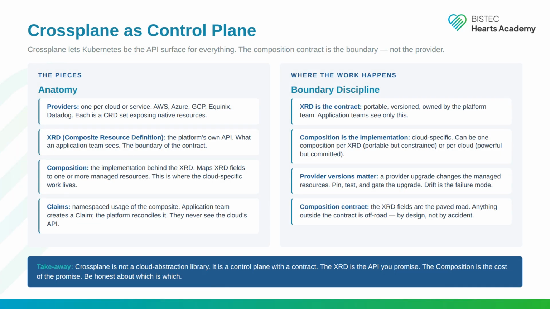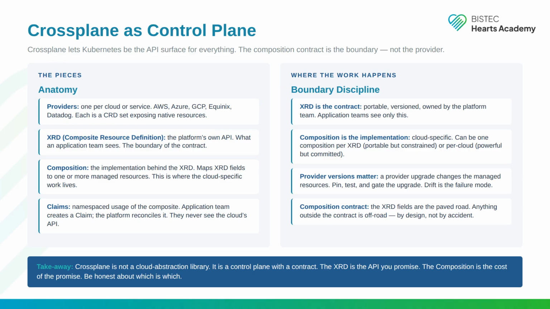Crossplane lets Kubernetes be the API surface for everything. The composition contract is the boundary, not the provider. The pieces: providers, one per cloud or service, AWS, Azure, GCP, Equinix, Datadog. Each is a CRD set exposing native resources.